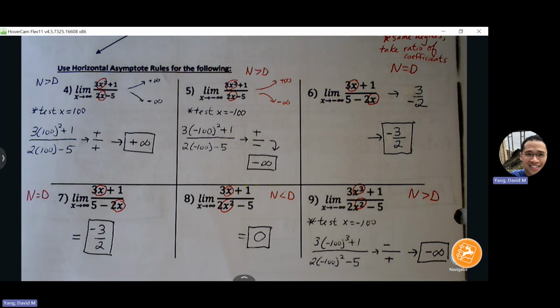In this case, my numerator is positive, my denominator is negative. So I know as I follow the arrow to the left, it's going to point downwards towards negative infinity.